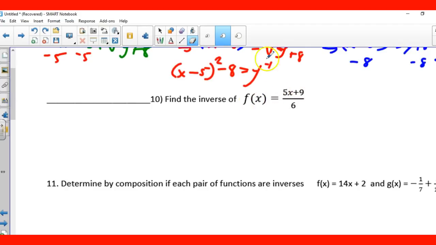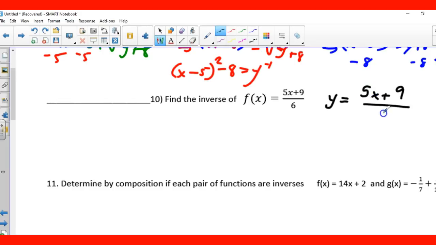Again, you need to write this in terms of y first. So if I do that, I have y equals 5x plus 9 all over 6. Now, step 2, you need to switch x and y. So x equals 5y plus 9 all over 6. And now I solve for y.